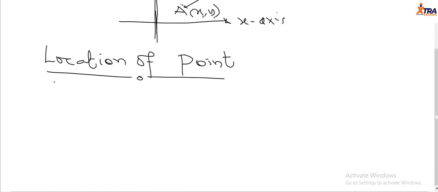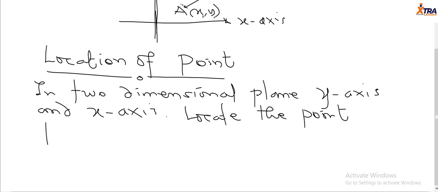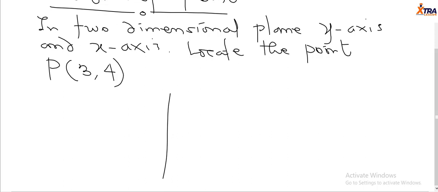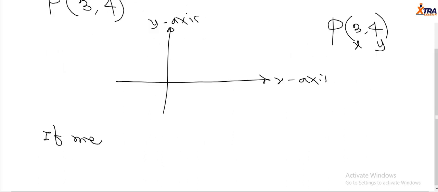So the next thing is for us to find the locations of a point in a two-dimensional plane, with the y axis and the x axis. Locate the point P (3, 4). In the two-dimensional plane, we have here the y axis, and here the x axis, and we are looking for the location of point P, which is (3, 4). It means x is equal to 3 and y equals to what?